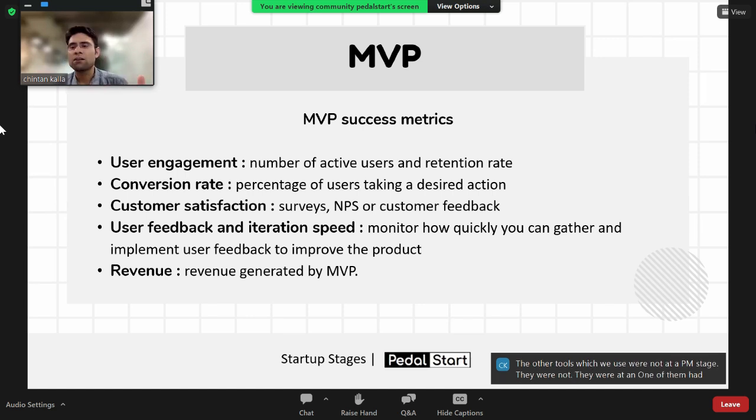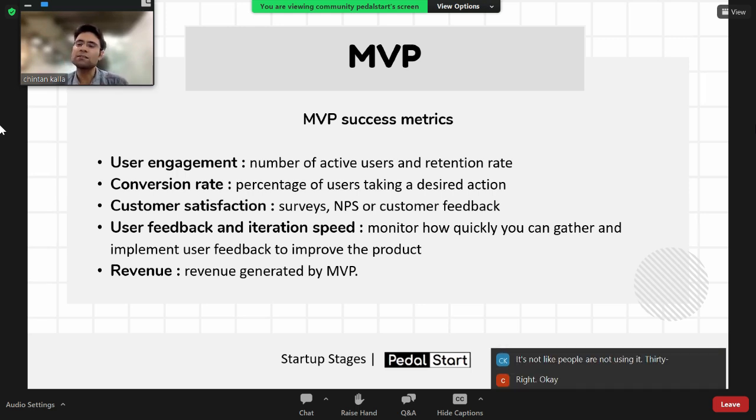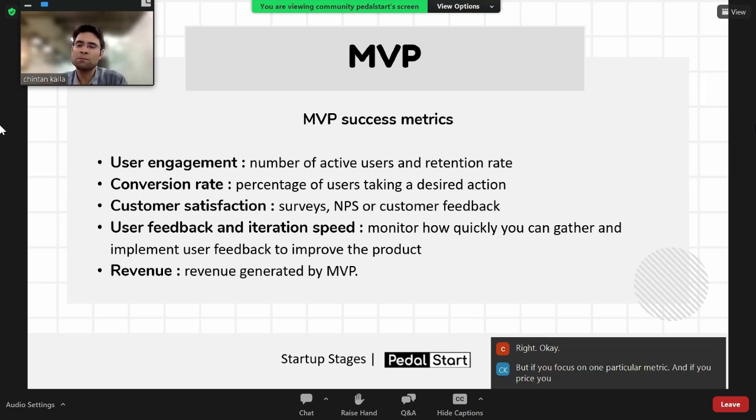One of them had, let's say, a few features. Darwin Box has 10, they had 4 features, whereas another one had only 2 features, but still people are using it. It again depends on what sort of industry you're in. But if you focus on one particular metric and price an MVP well, you can go ahead.